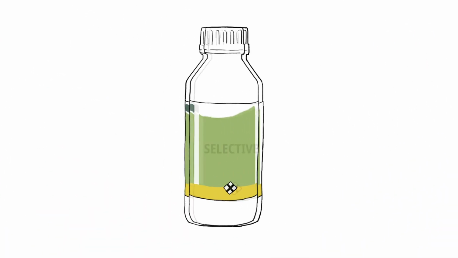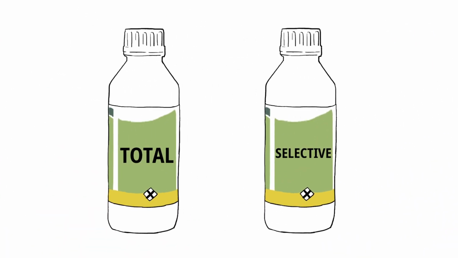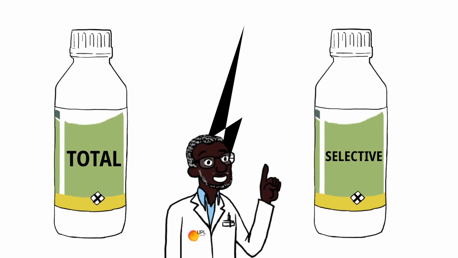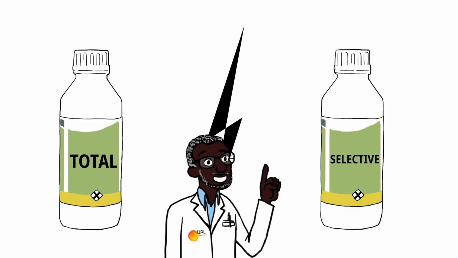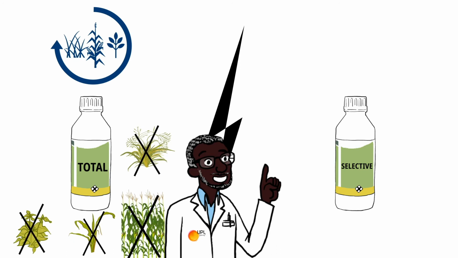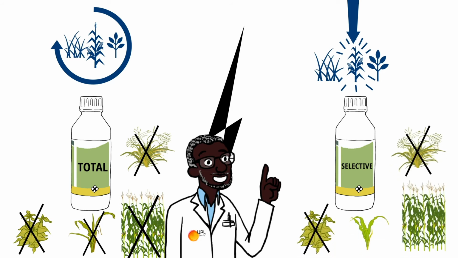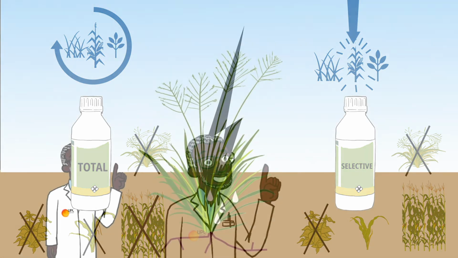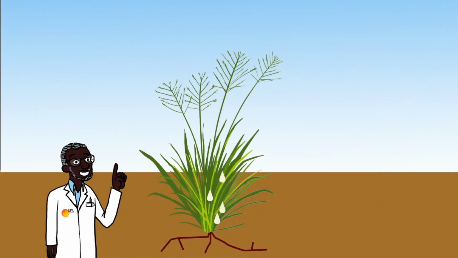There are several principles by which herbicides are classified, but here are the main ones. A total herbicide is an herbicide that can destroy all herbaceous vegetation. A selective herbicide is an herbicide which, when used under the recommended conditions, respects the growth and development of the cultivated plant while destroying weeds.